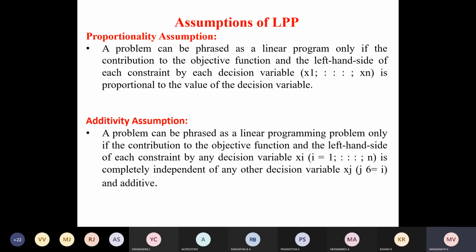From backward to forward, from last to the first.